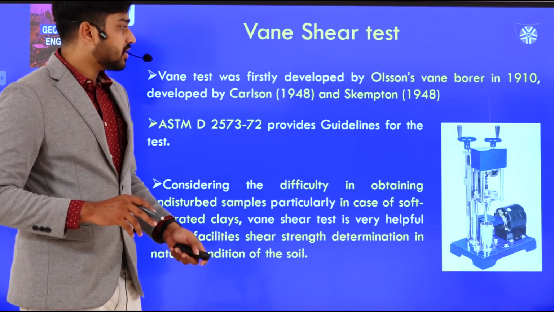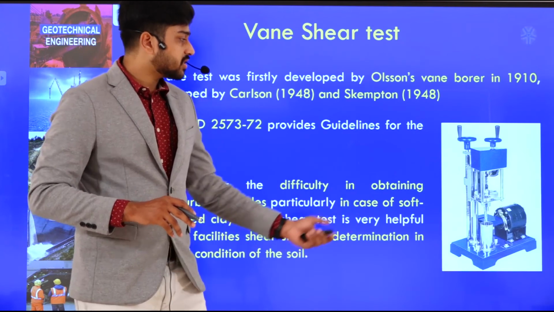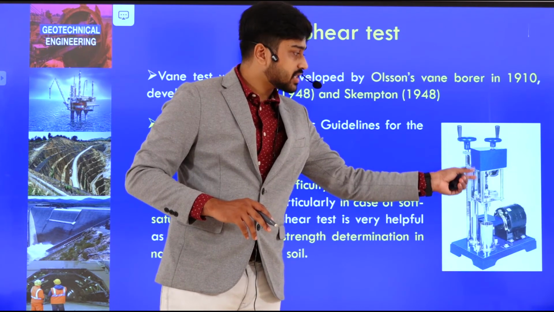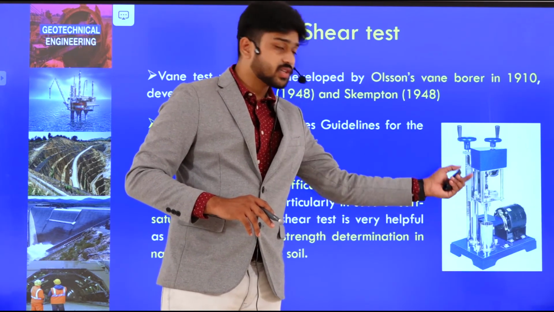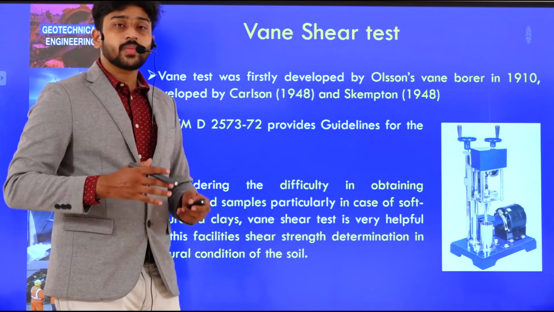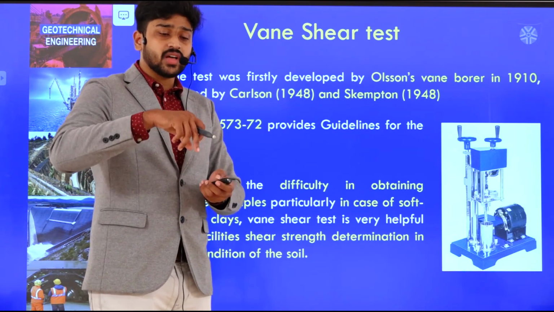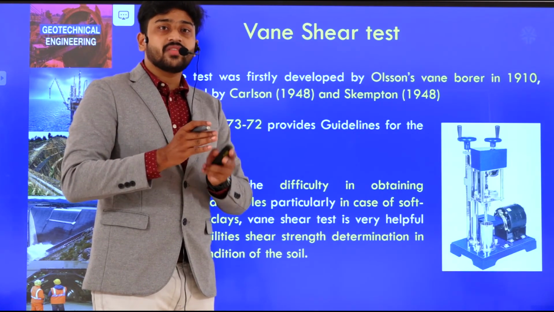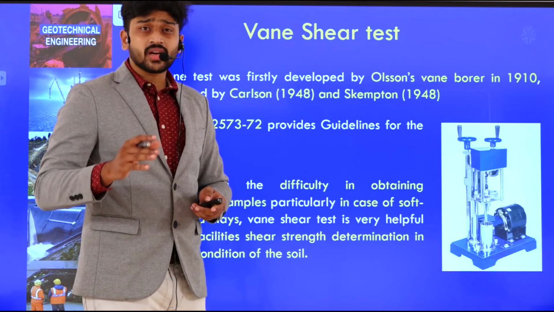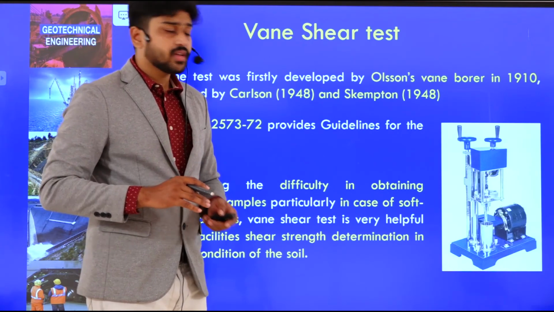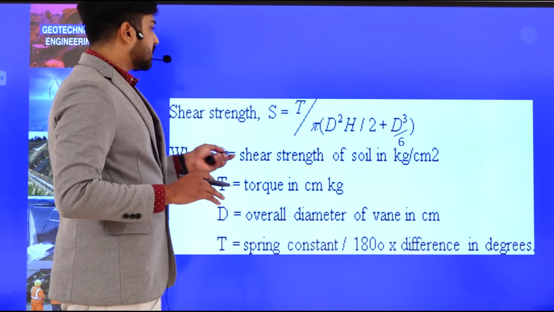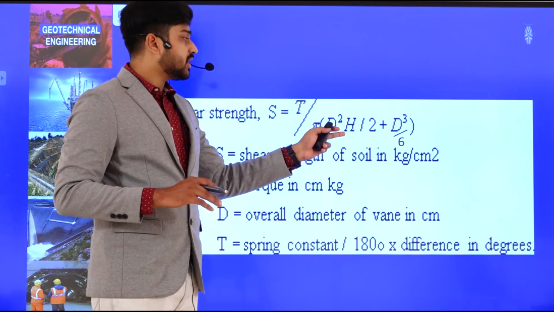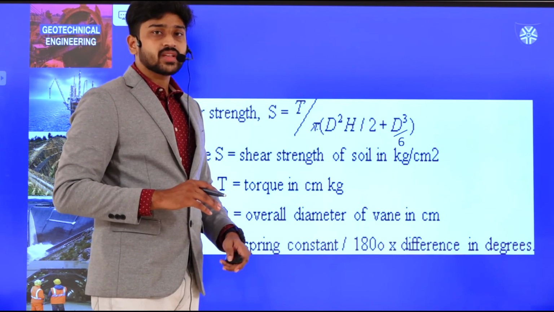I have given the diagram here. If you look at this diagram, there is a mold for the sample, connected to a vane, and torque is applied using this torque meter and correspondingly recorded. The experiment is stopped when the vane is rotating inside the soil and shear is observed in between the vane blades; then you record the corresponding torque readings. As I've stated, we obtain the shear strength by T by pi into d square h by 2 plus d cube by 6.